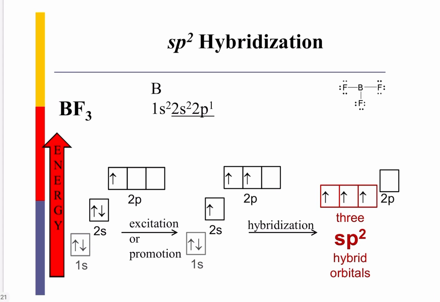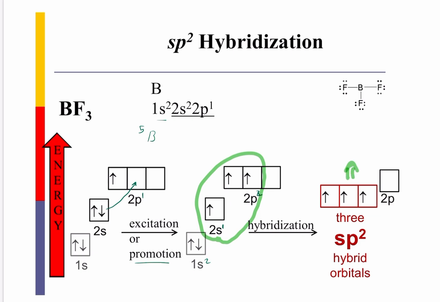The other one is sp2 with BF3. Boron has atomic number 5, 1s2, 2s2, 2p1. The promotion or excitation happens, and 1 electron jumps from s to p. Now in the last valence shell we have 3 electrons, 1s2, 2s1, and 2p2. If hybridization happens between these 3, from the 2s and 2p, we have 3 sp2 orbitals.